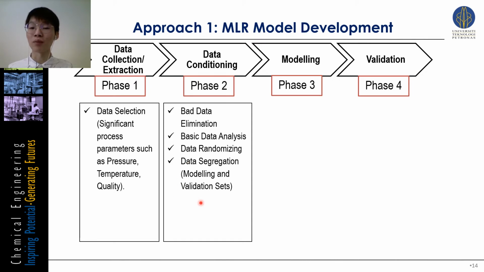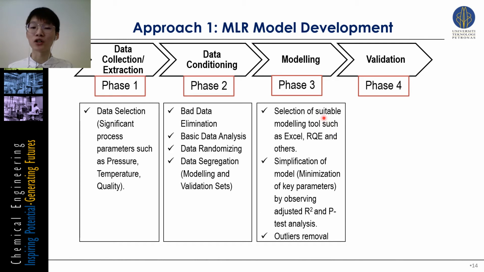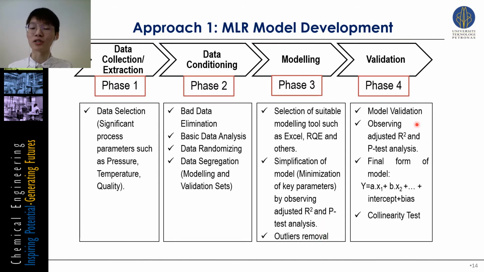For phase 3, modeling, I developed my model using Excel-based, and I simplified my model by observing the adjusted R-square, p-test analysis, and removing the outliers. Eventually, I have to validate my model by using the validation set that I've segregated just now, and I'm going to observe my adjusted R-square and p-test and also the collinearity by using the variance inflation factor, and this is the final form of my model.